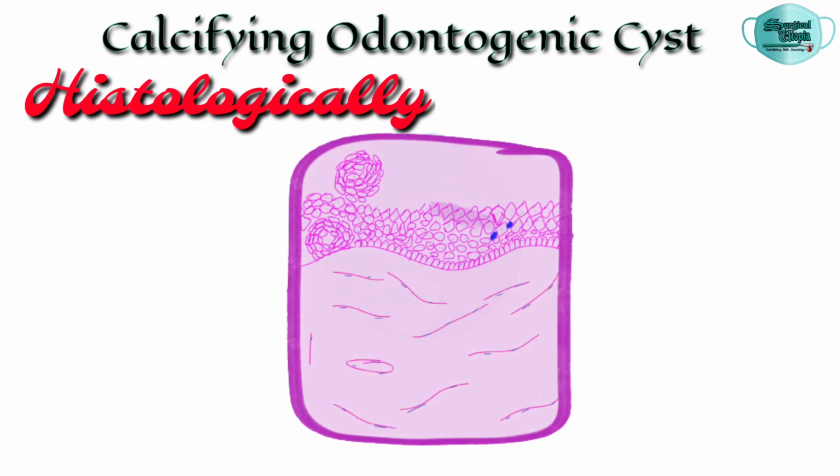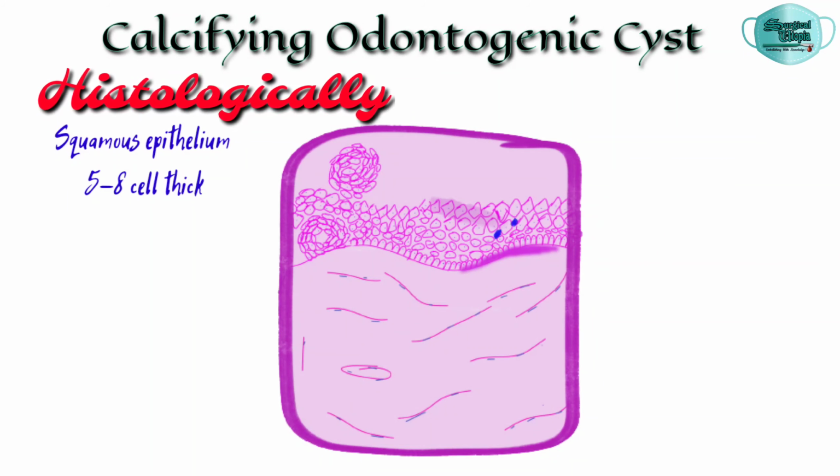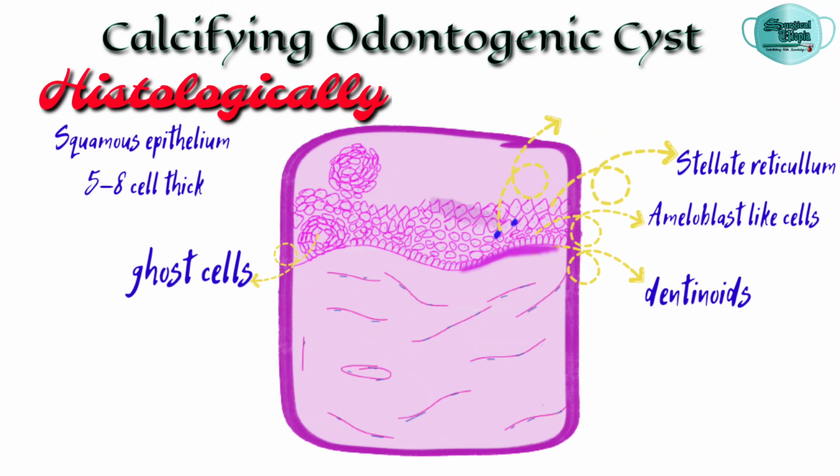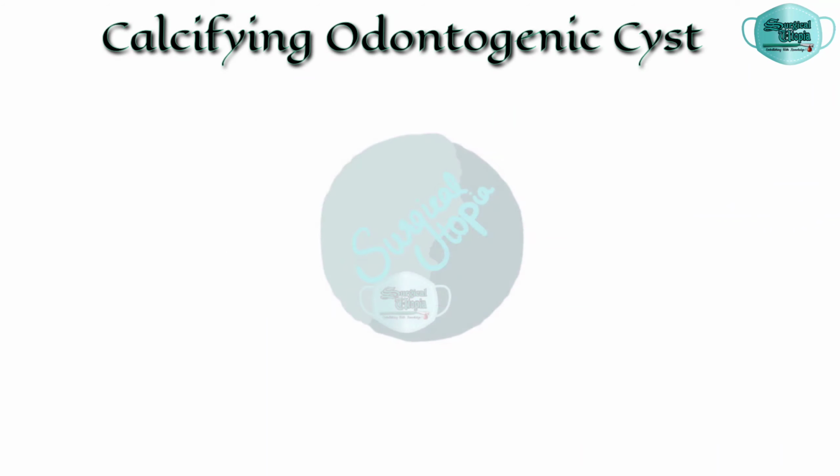Histologically, epithelium of stratified squamous cells is seen, which is 5 to 8 cells thick. Focal areas of stellate reticulum-like cells are seen, and near the basement membrane, ameloblast-like cells may be seen. Three types of calcifying odontogenic cysts may appear. Type 1A has ghost cells and dentinoids. In type 1B, there is formation of calcified tissue in the lumen of the cyst wall showing dystrophic calcification, and proliferation of tissue similar to ameloblastic fibroma. And in type 1C, ameloblast-like proliferation in the connective tissue and lumen of the cyst may be seen.